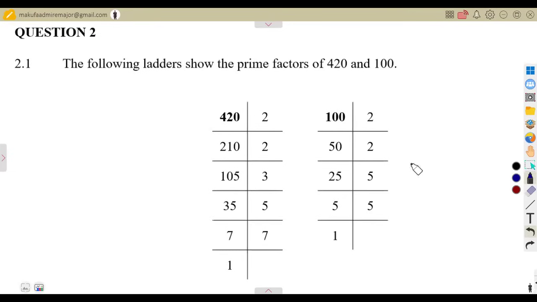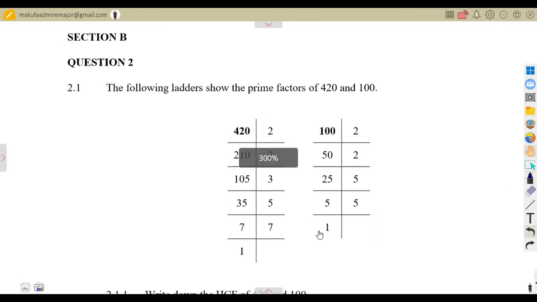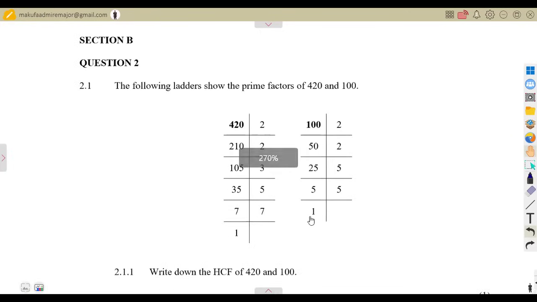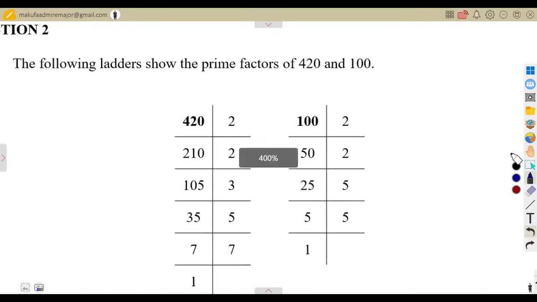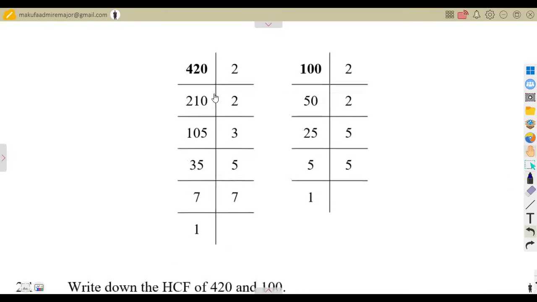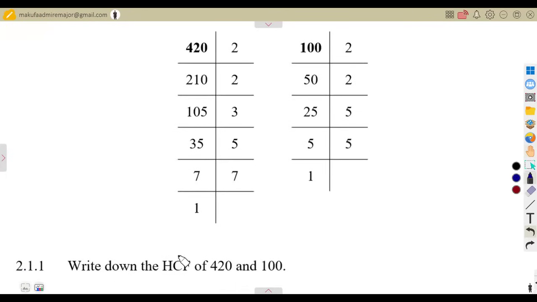Okay, on question 2, this is Section B of our question paper now. We are given the ladders that are showing the prime factors of 420 and 100. Write down the HCF of 420 and 100. What is going to be the highest common factor of these numbers that we are seeing?